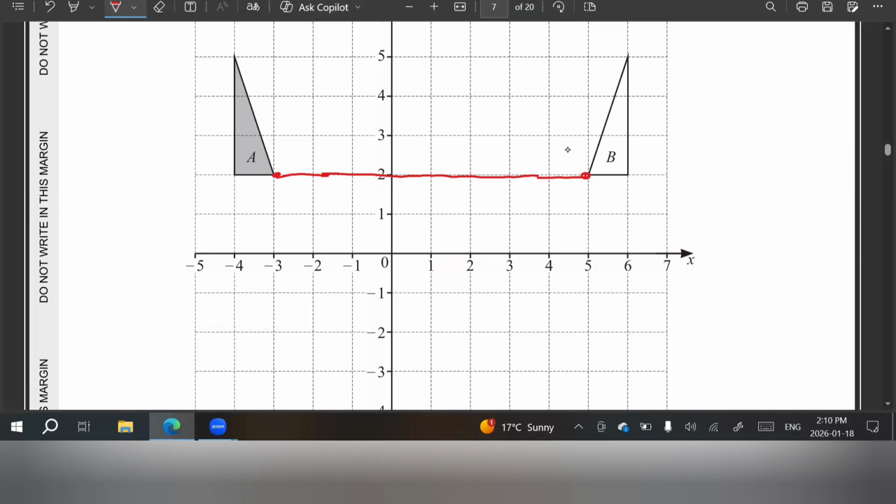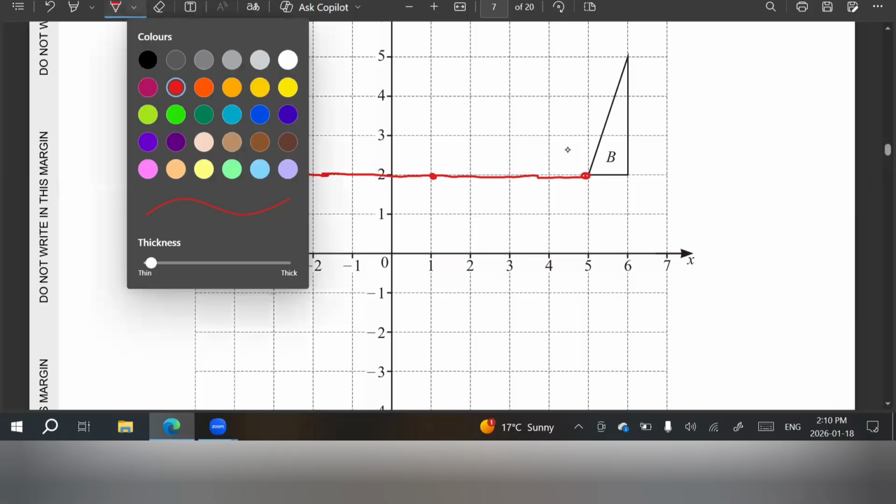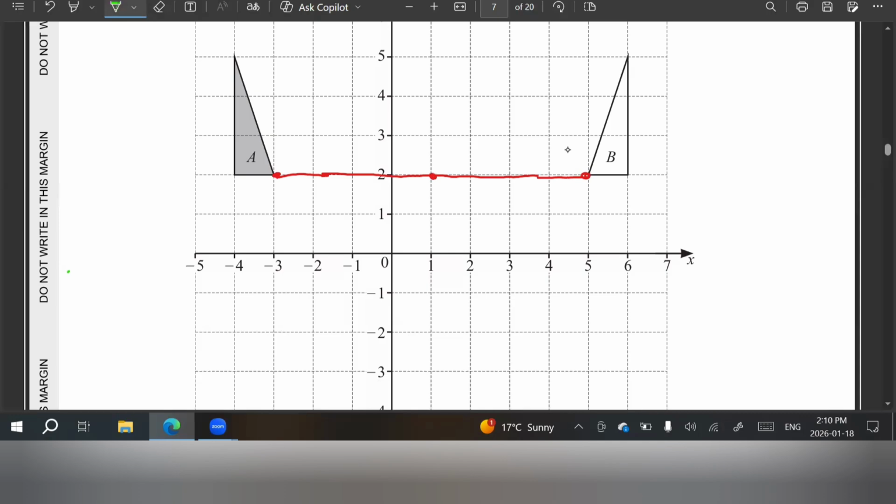Because this is a horizontal line, I can very easily find its midpoint and then draw a perpendicular. So this is 1, 2, 3, 4, 5, 6, 7, 8. So this gap is 8. So 1, 2, 3, 4. The midpoint is here, and you draw a line here. So this is that vertical line. This vertical line is the line of reflection.